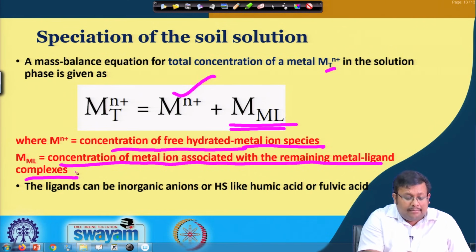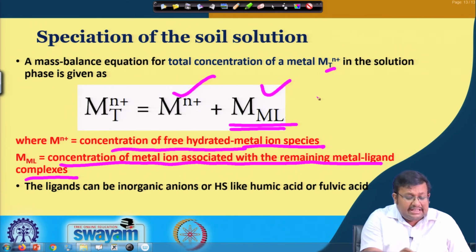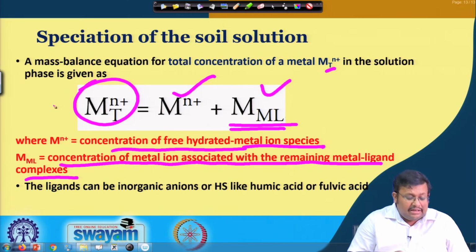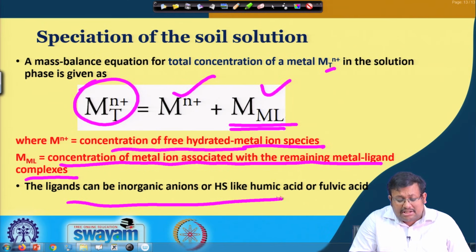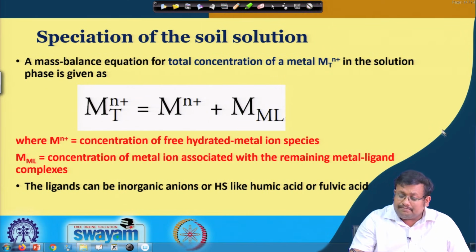complexes. When we combine these two forms, the hydrated metal ion species and the metal ion associated with the remaining metal ligand complexes, we get the total amount of that particular ion which is present in the soil solution. The ligands can be inorganic anions or humic substances like humic acid and fulvic acid. We have already seen that previously.